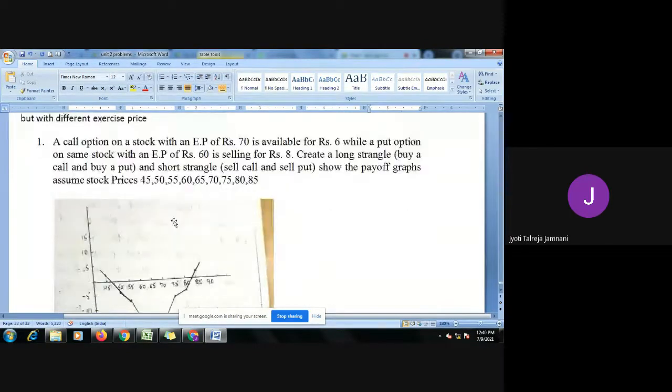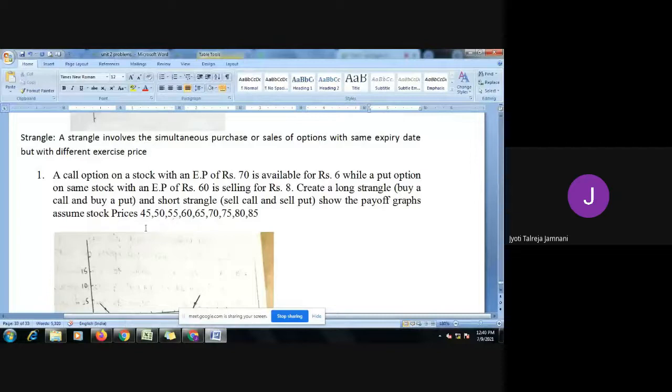Now let's go for the strangle strategy. A strangle involves the simultaneous purchase or sale of options with the same expiry date but with different exercise prices. It is exactly similar to a straddle, but what is the major difference? The exercise price will change.